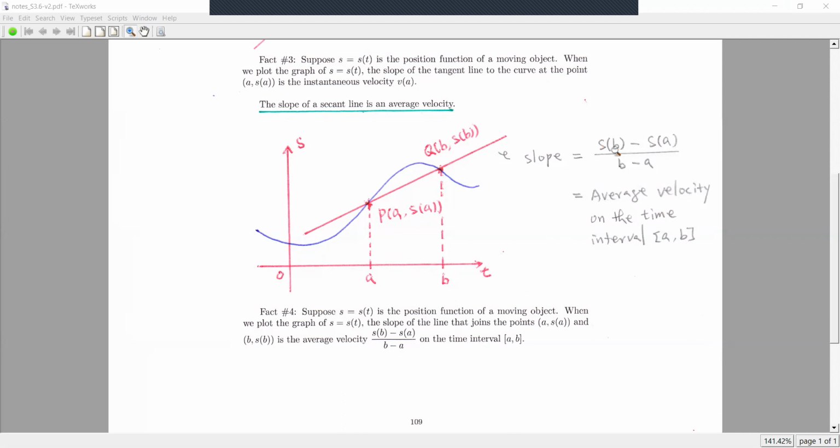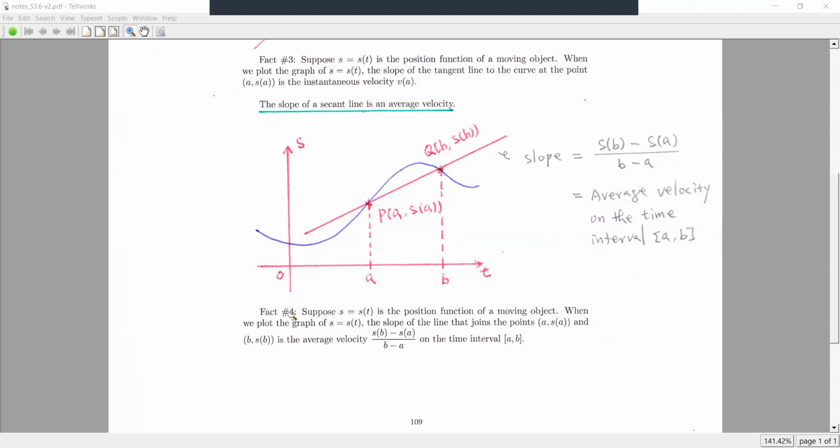S of b is the position of the moving object at the time b. S of a is the position of the object at the time a. So s of b minus s of a is the distance traveled by the object over this time interval. b minus a is the time elapsed on this time interval.